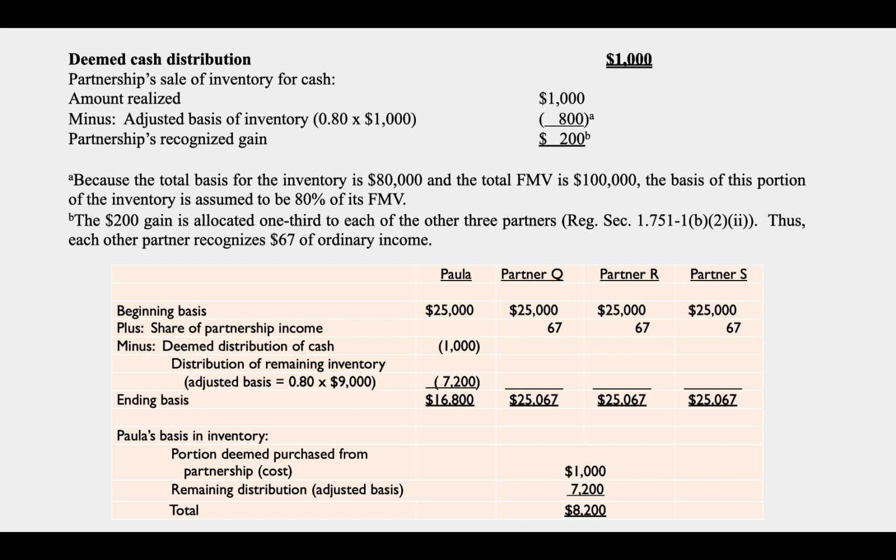Paula, remember, has a deemed distribution of cash, even though she didn't receive cash, we pretend like she did, of $1,000. And then she also has an actual distribution of inventory, but we take the $9,000 basis of that inventory times 80%, because remember, we pretend like she only received 80% of her distribution in inventory. So we subtract the basis of that inventory from there to get her ending basis of $16,800. And then the basis that she takes in the inventory is going to include the amount she is deemed to purchase, $1,000. We are going to add the remaining distribution, the adjusted basis, the carryover basis from the partnership to get a total basis of $8,200.